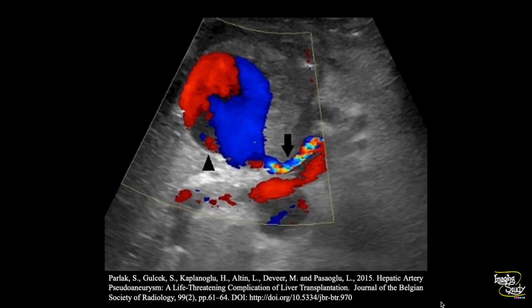Here is a color Doppler image showing the typical yin-yang pattern or Pepsi sign within the pseudoaneurysm originating from the hepatic artery that is shown here with aliasing. You can see a hypoechoic area here suggesting partial thrombosis.